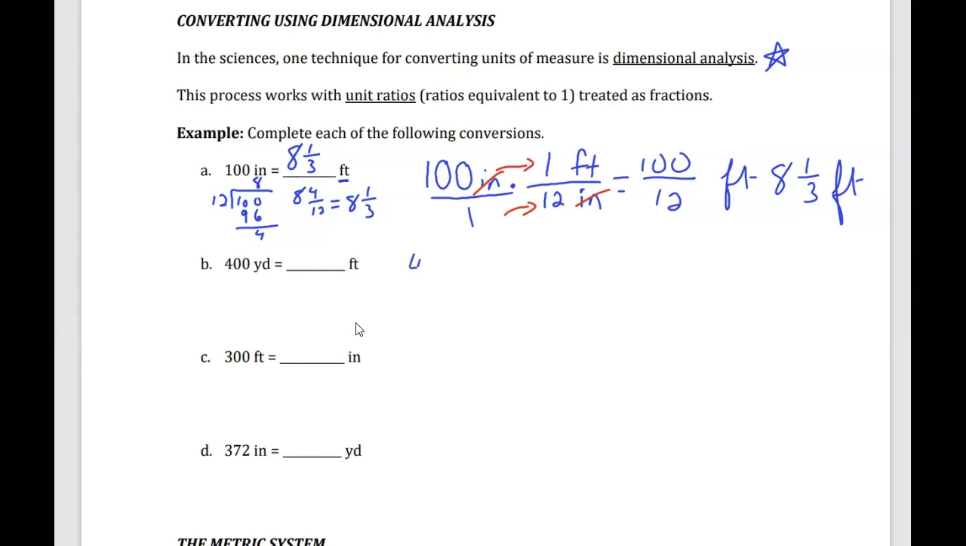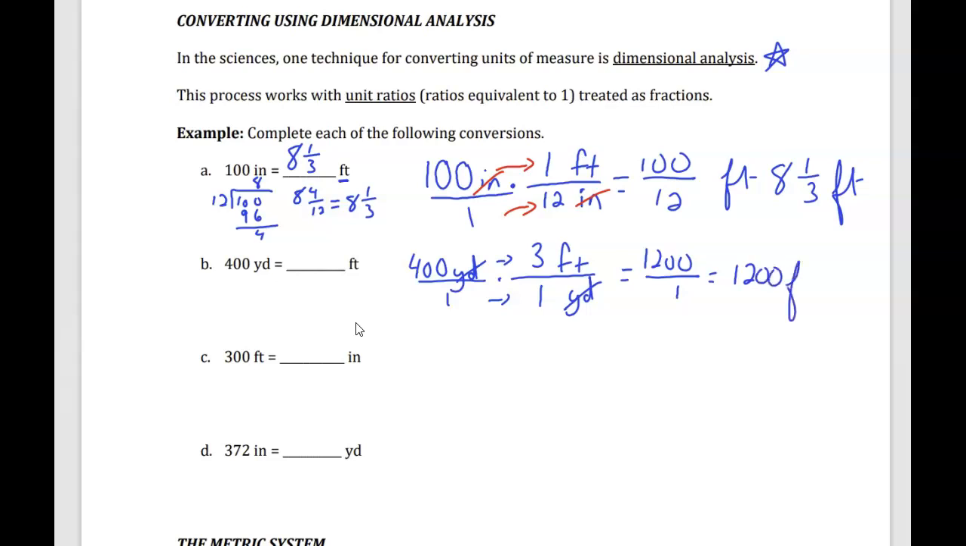So we have 400 yards. And so we need to put yards on the denominator. We know that 1 yard is equal to 3 feet. So the yards will cancel out. And then again, we multiply straight across. So 400 times 3 is 1,200. 1 times 1 is 1, which that's just going to be 1,200 feet.